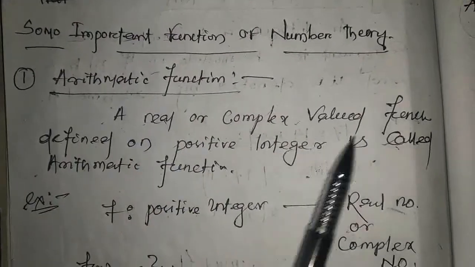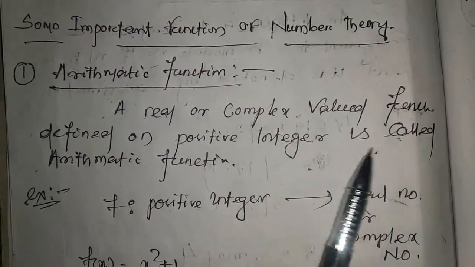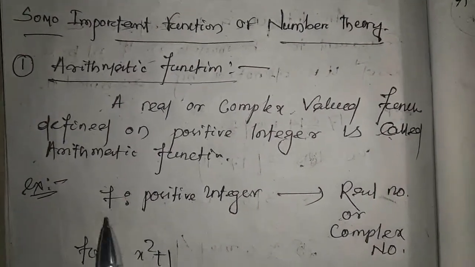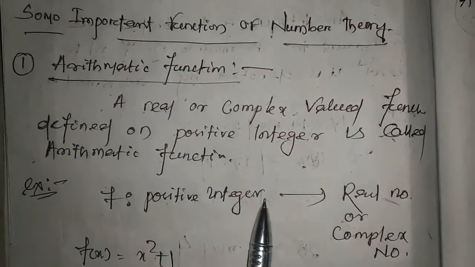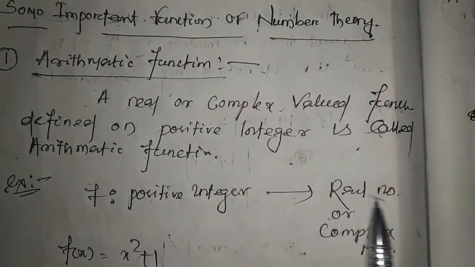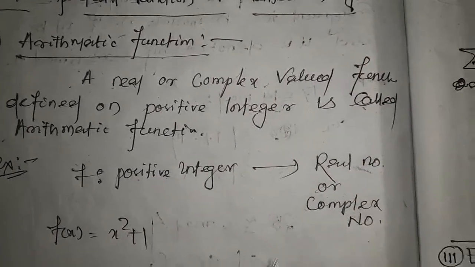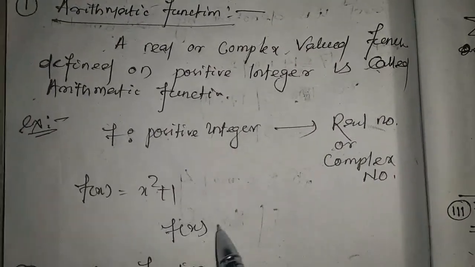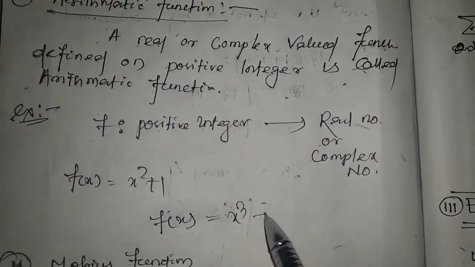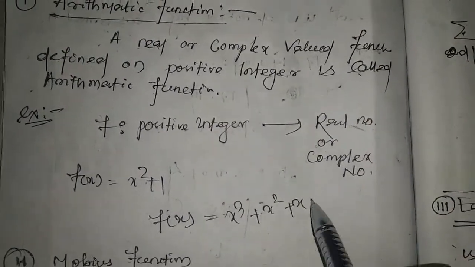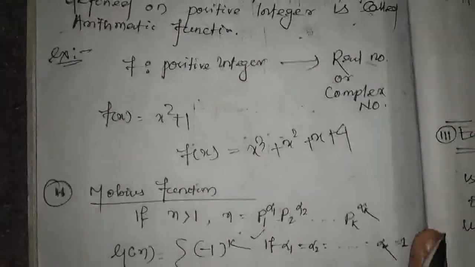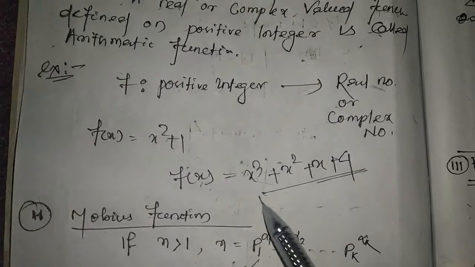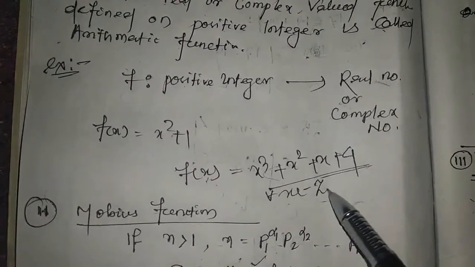A real or complex valued function defined on a positive integer is called an arithmetic function. That is, if f is an arithmetic function, then it is defined on positive integers to real or complex numbers. For example, f(x) = x squared minus 1, or f(x) = x cubed plus x squared plus x plus 4, anything that gives a real value for all x belonging to the positive integers.